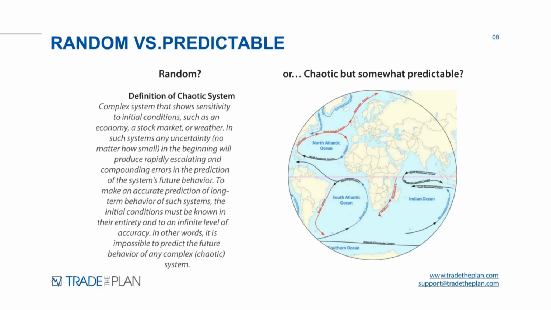So at any rate, let me just kind of read to you what this is all about. So what is a chaotic market? It's a complex system that shows sensitivity to initial conditions, such as an economy, a stock market, or weather. In such systems, any uncertainty, no matter how small, in the beginning will produce rapidly escalating and compounding errors in the prediction of the system's future behavior. To make an accurate prediction of long-term behavior of such systems, the initial conditions must be known in their entirety and to have an infinite level of accuracy. So basically, you have to know the initial conditions in their entirety to have any level of accuracy. So according to these guys, it's impossible.